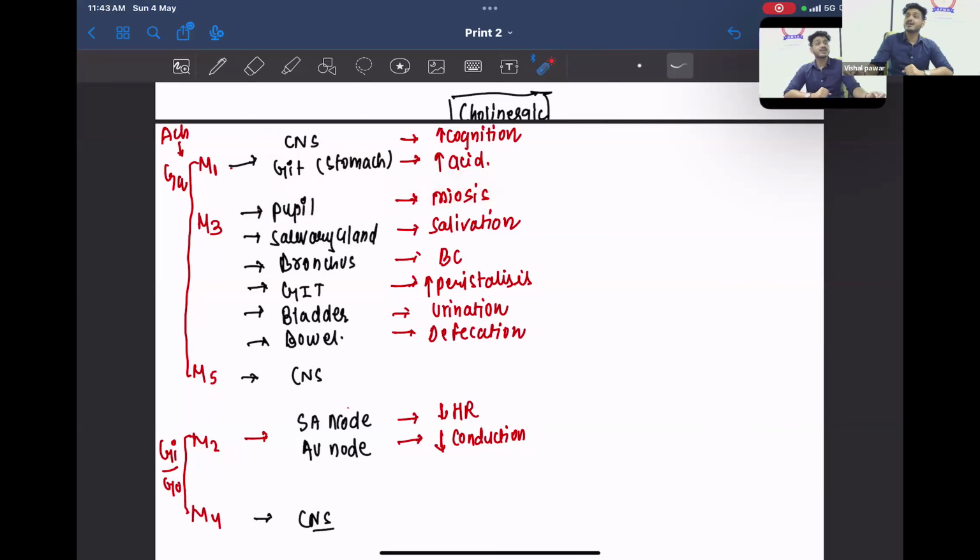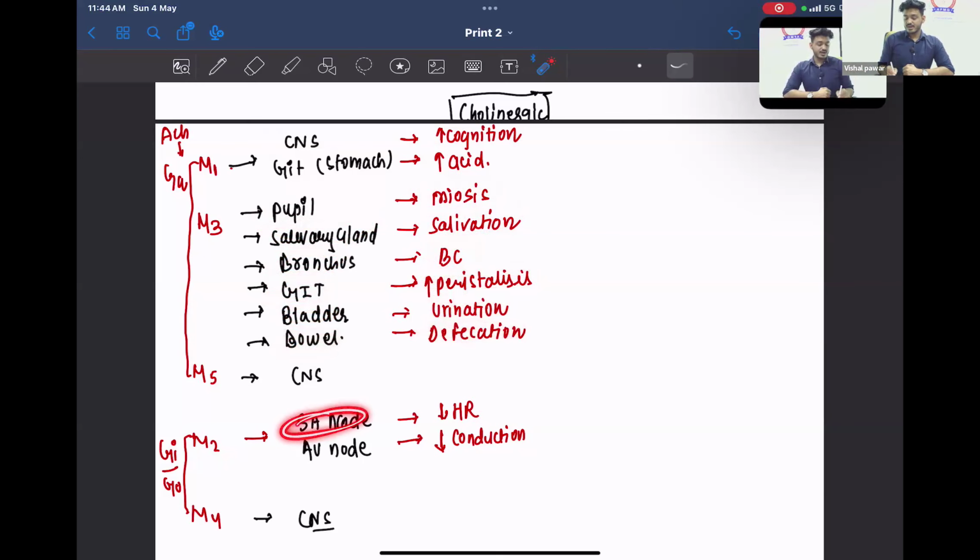What will they write in the exam? Pinpoint pupil, miosis. What happens to the salivary gland? Salivation will be there. What happens to the bronchus? Bronchoconstriction. They are not able to breathe, right? What happens to the GIT? Increase in peristalsis. Okay. Bladder will be having urination. Bowel will be having defecation.